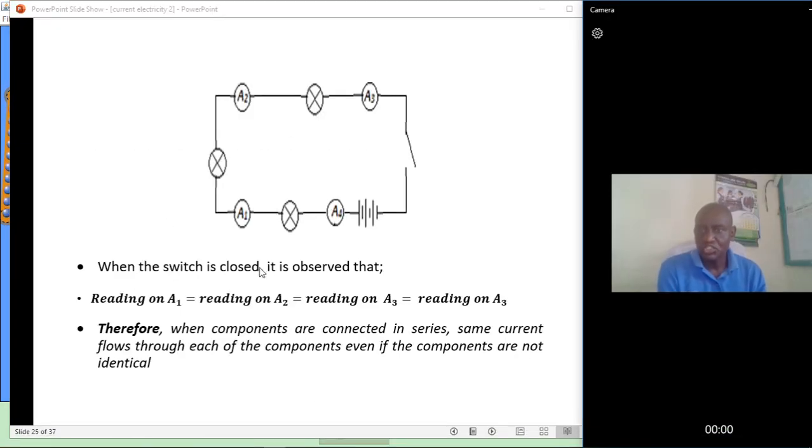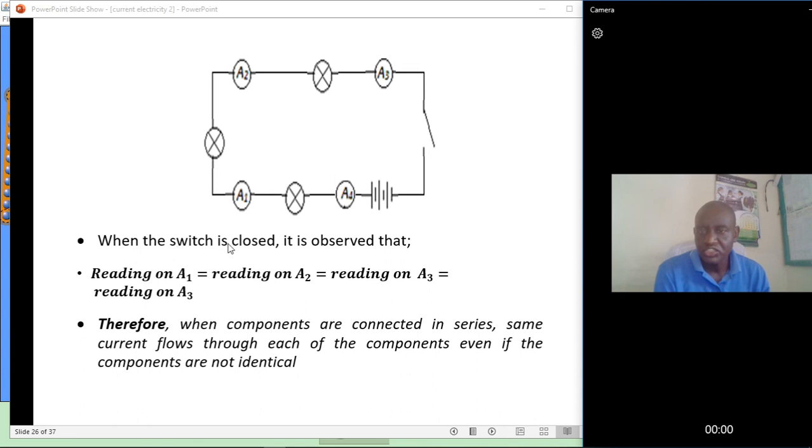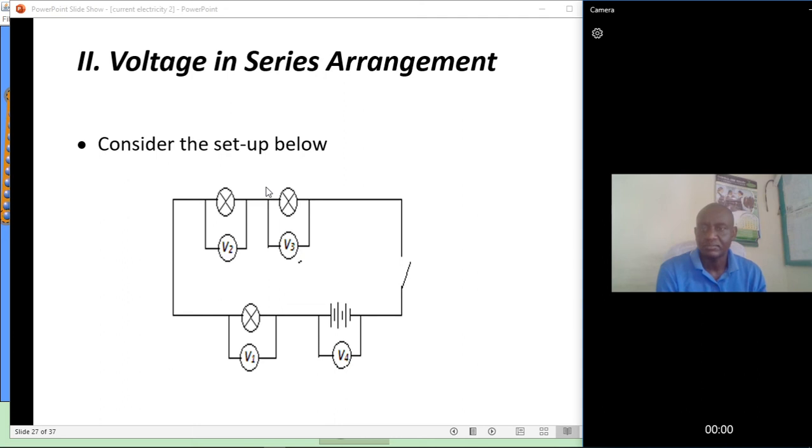When the switch is closed, it is observed that A1 is equal to A2 is equal to A3. Therefore, when components are connected in series, the same current flows through the components, even if the components are not identical. When the switch is closed, A1, A2, A3, they are equal.